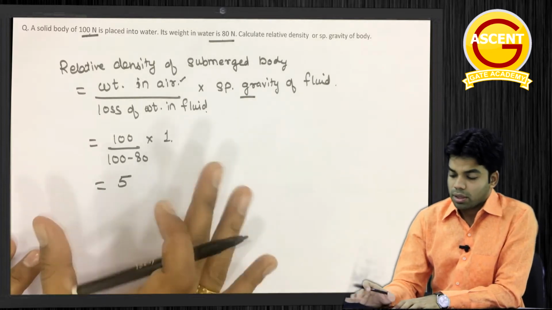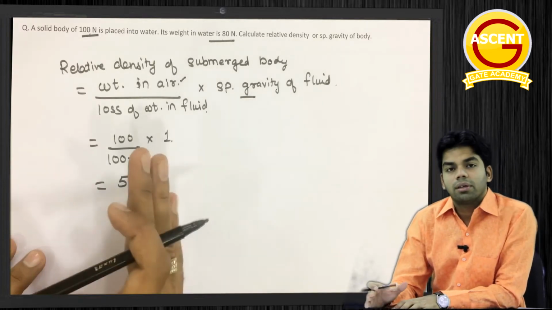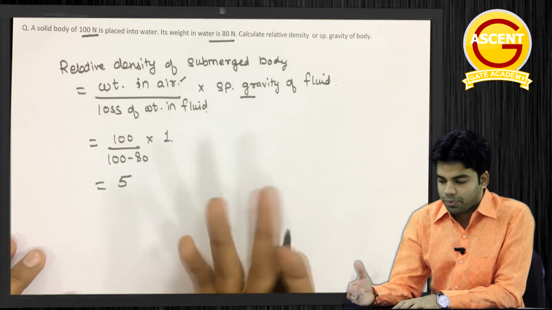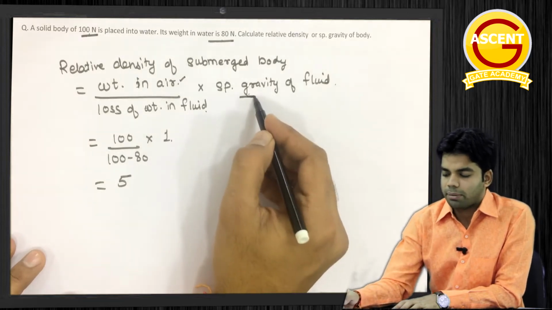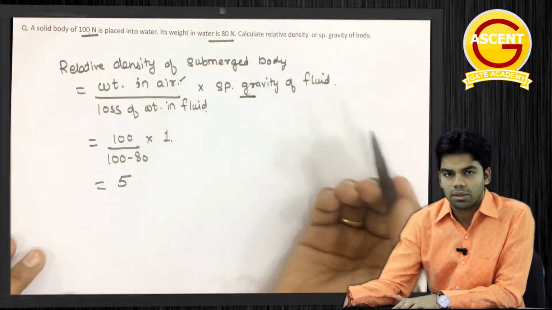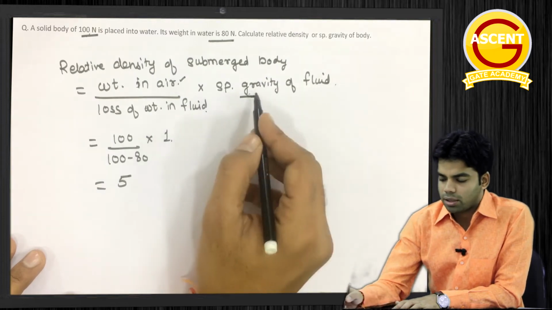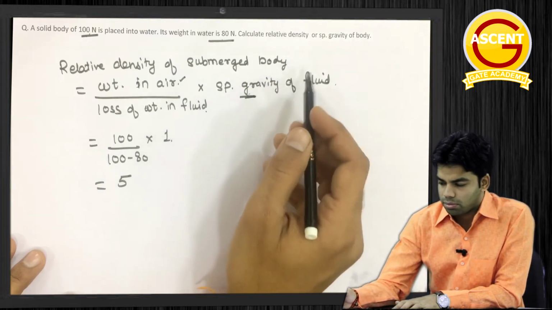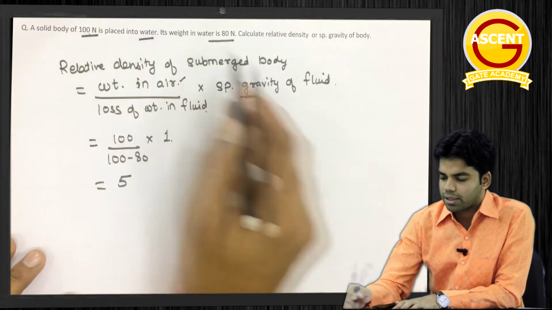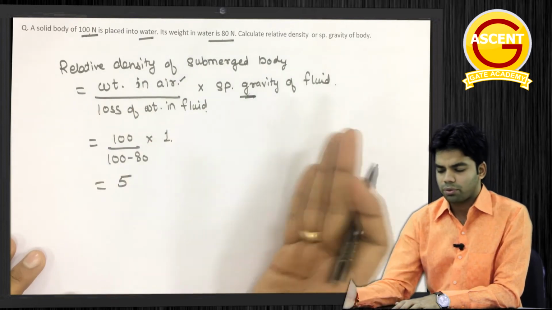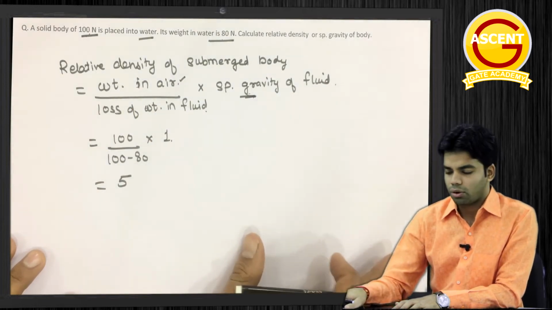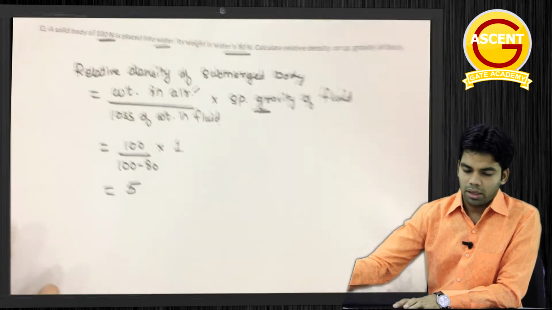Okay, now suppose in the same problem the fluid given is kerosene, for example. Then we will have to multiply it by the specific gravity of kerosene, which is 0.8. Getting this? In this case, the fluid given is water and the specific gravity of water is 1. So whatever the fluid given, you can determine it accordingly. Getting this? Okay, now next question.